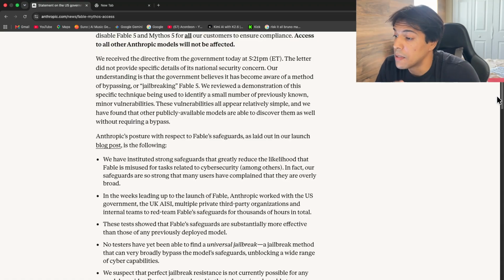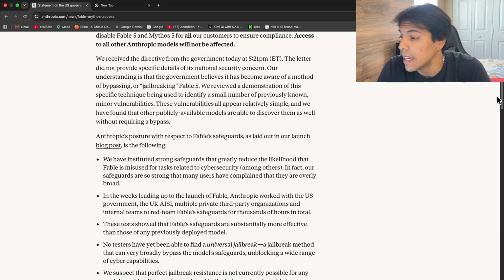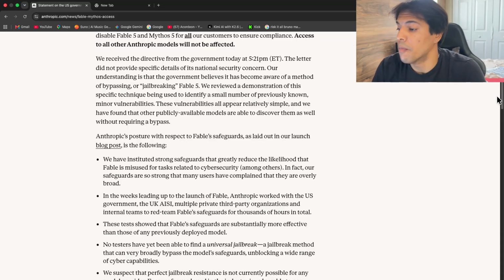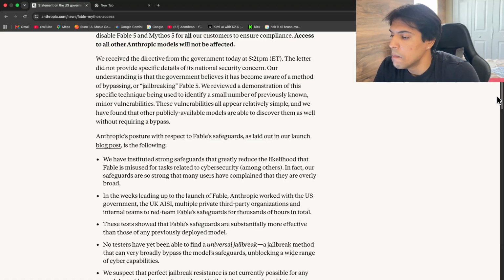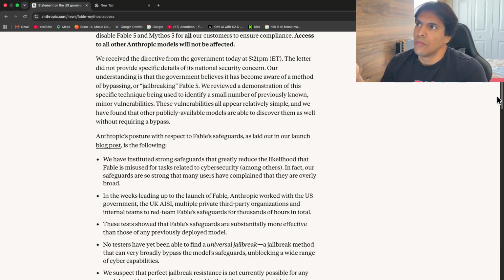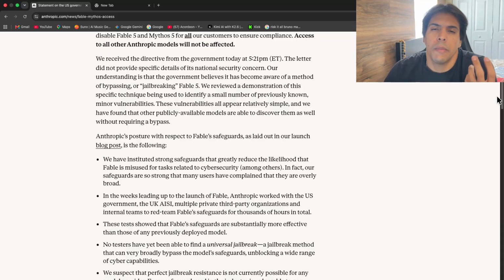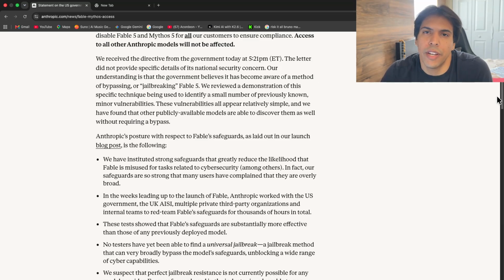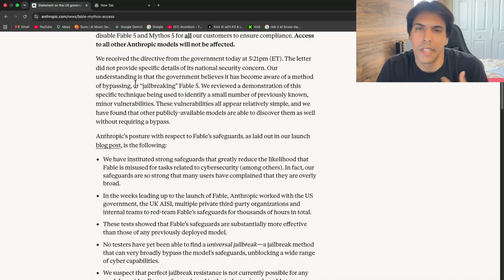The letter did not provide specific details of its national security concern. Our understanding is that the government believes it has become aware of a method of bypassing and jailbreaking Fable 5, right? What I mentioned before, we found a loophole, so we want you to fix it. I don't know if the government is trying to play games with this thing, because now I'm creating a ton of stuff in the most minimal time possible. But so far, like I mentioned before, they can go in and put anything in it, just like Wikipedia, to my understanding. And if you have a different understanding on this, please let me know. I'm trying to understand too.